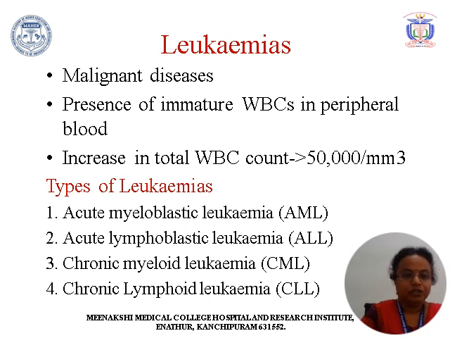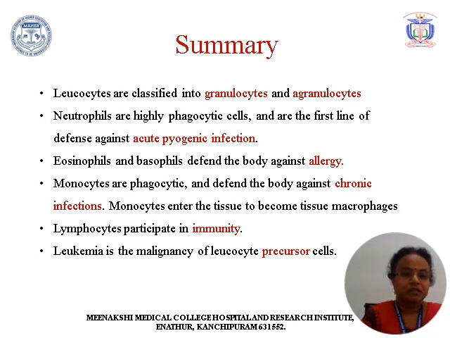So we have come to the end of this particular class. To summarize, leukocytes are classified into granulocytes and agranulocytes. Neutrophils are highly phagocytic cells and are the first line of defense against acute pyogenic infection. Eosinophils and basophils defend the body against allergy. Monocytes are phagocytic and defend the body against chronic infections. Lymphocytes participate in immunity, and leukemia is the malignancy of leukocyte precursor cells.